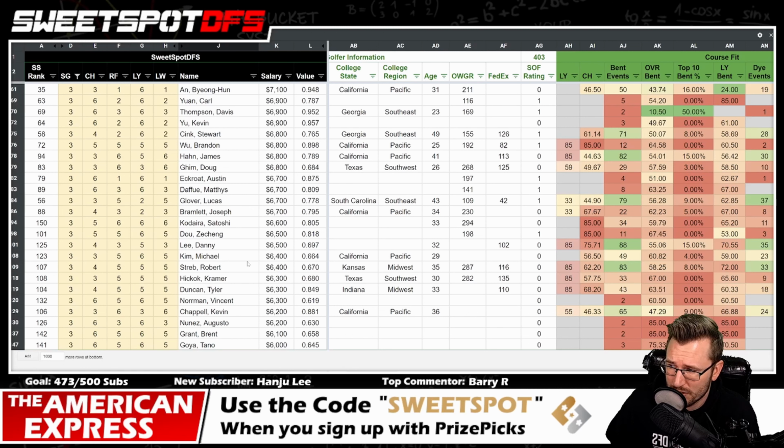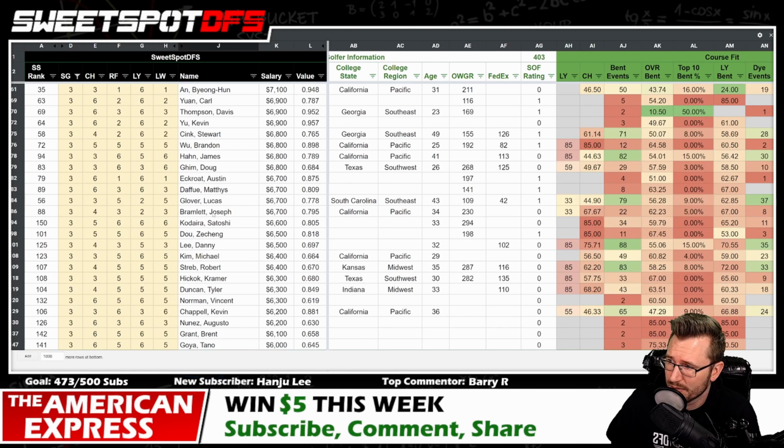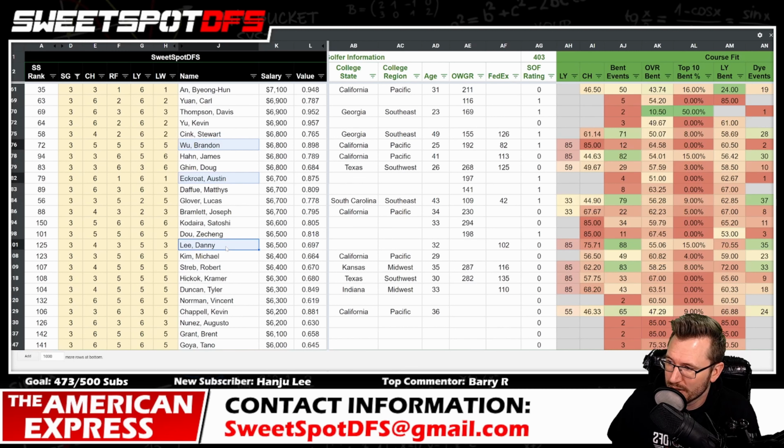I mean, do we want to try to figure out what the 6K golfer is? Because that's usually what we see from the stroke chain 3 is a 6K golfer inside the top 10. Could be Eckroat. He did well last week. Brendan Wu is actually in this bucket. That looks pretty good. Danny Lee, I don't mind. Or kind of a dart throw. Joseph Bramlett, I like.